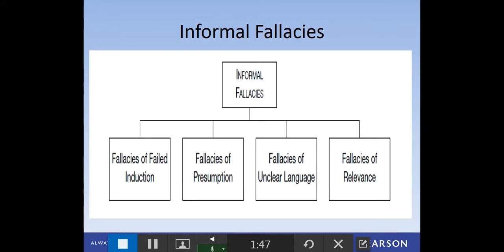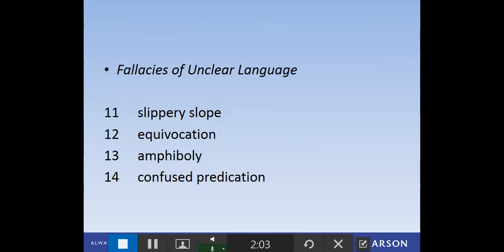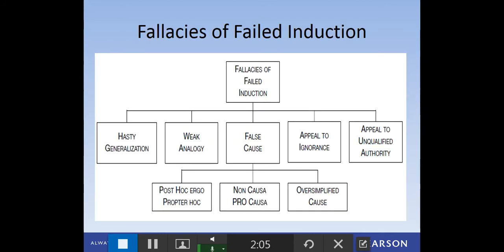Let's skip over this one here. All right, so here's where we fall with informal fallacies. Chapter 7 is on fallacies of failed induction, and then so on. So that's what we're going to be looking at today. And I don't want this video to be too long, so we'll go through this stuff quickly. These are the 5 we're going to look at this week, and other ones we'll get to at another time. So fallacies of failed induction: hasty generalization, weak analogy, false cause, appeal to ignorance, and appeal to unqualified authority.